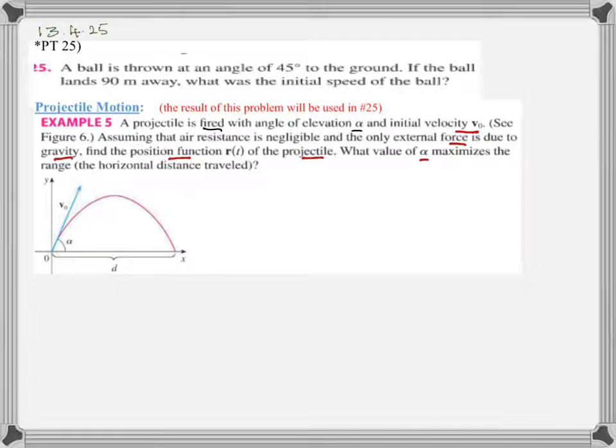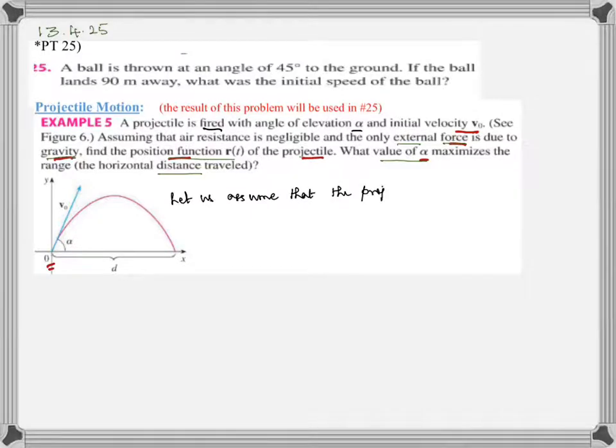So we'll assume that the projectile starts off at the initial point, namely the origin here. We are going to assume that the projectile is, as shown in the figure with the xy axis, that the projectile starts at the origin here. So we'll make that assumption here. And then the key words are external forces due to gravity. Then we are going to find the position function r of t of the projectile and the value that maximizes the horizontal distance.